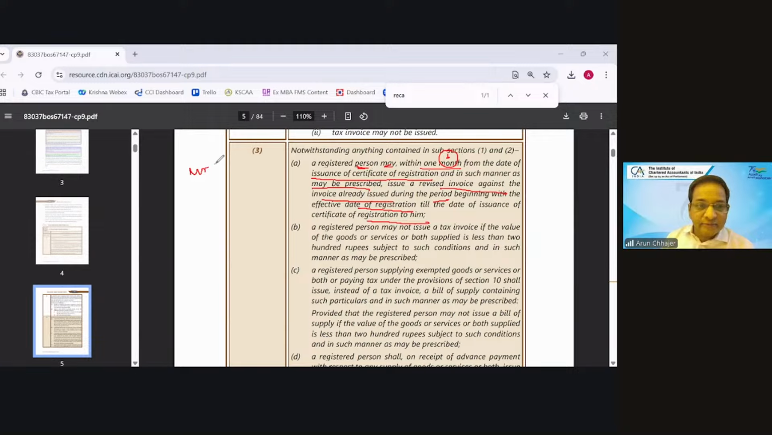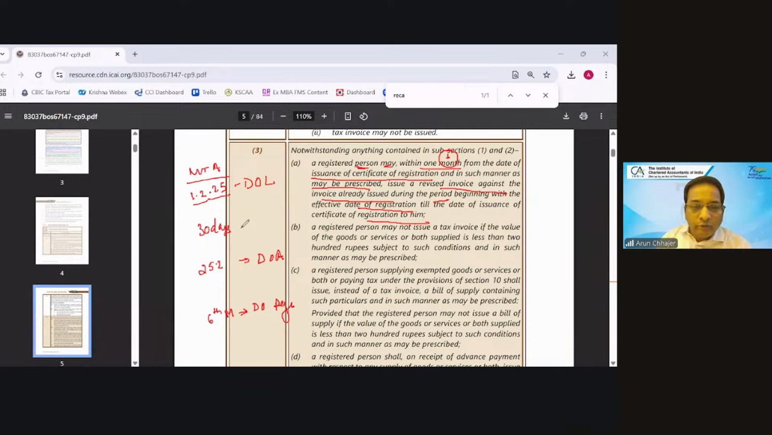Mr. A, who is having the turnover more than 20 lakh on 1st Feb 2025, within how many days he need to make the application of registration? कितने दिन में उसको registration के लिए apply करना है? The answer is 30 days. He has applied, so this is date of liability. Let's say 25th Feb is the date of application, and let's say 6th March is the date of registration.